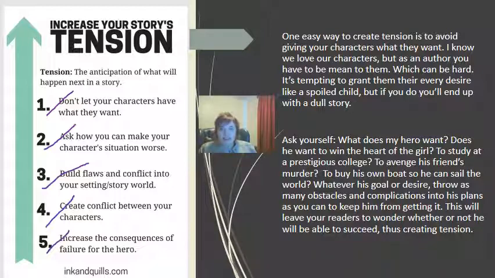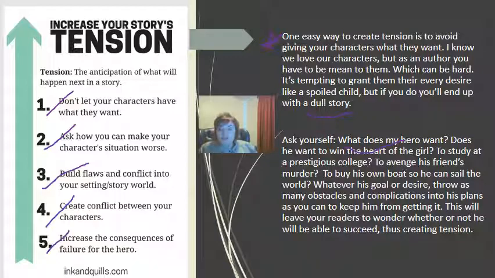One easy way to create tension is to avoid giving your characters what they want. As an author, you may like your characters and you don't want to be mean to them, but your story will be very dull if you do not create tension and avoid giving your characters what they want. Ask yourself, what does my hero want?